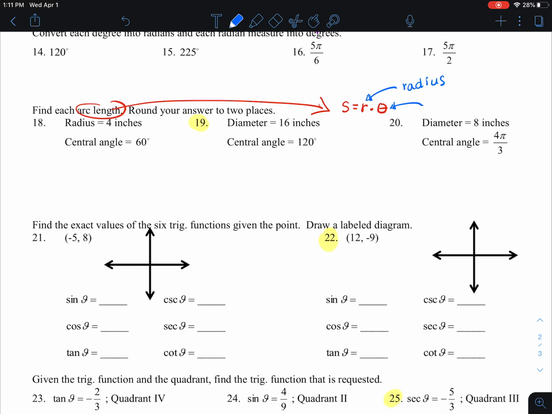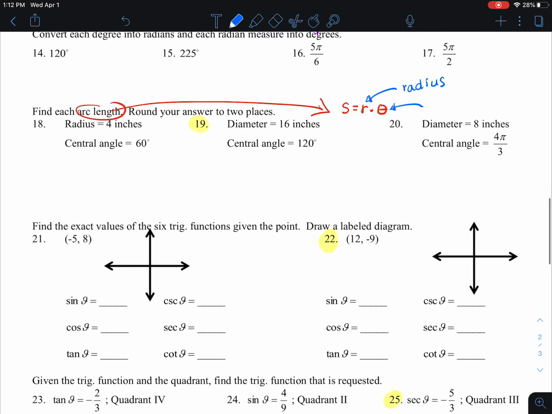And secondly, the angle that you plug into the formula must be in radians. It cannot be in degrees. So I chose 19 because they gave us neither of those two things. They gave us the diameter, so I'm going to immediately cut that in half and say the radius is 8 inches. And they gave us the angle in degrees, so I'm going to convert that out of degrees and into radians. And it looks like if I do that, I'm getting 2 pi over 3 radians.